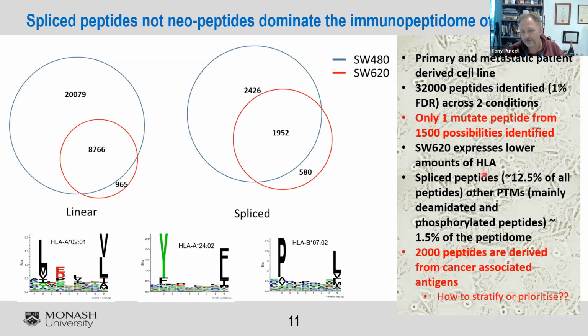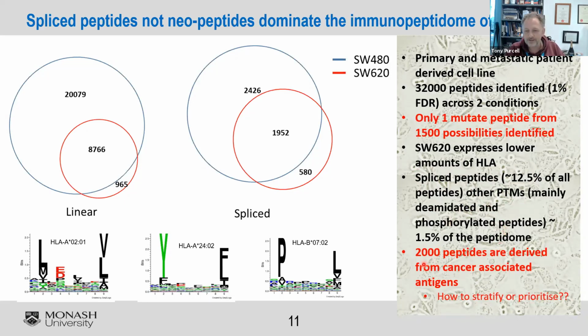You know, mass specs never lie. This is a mantra that I tell all my students. Mass specs never lie. We just often misinterpret the data. But around 12.5% of these peptides aren't templated to the genome and are potentially post-translationally spliced. And this is by far the highest category of PTMs, with around 1.5% of the rest of the PTMs dominated by either deamidated or phosphorylated peptides.